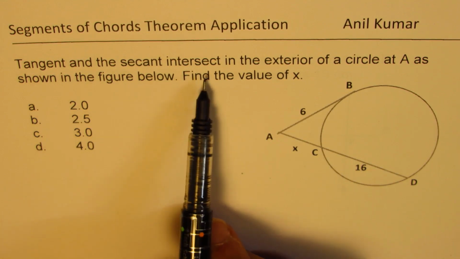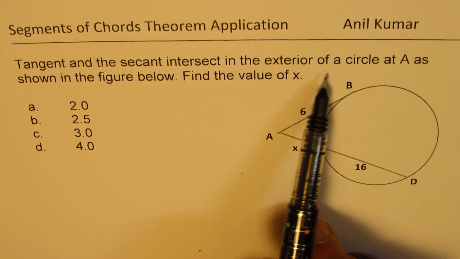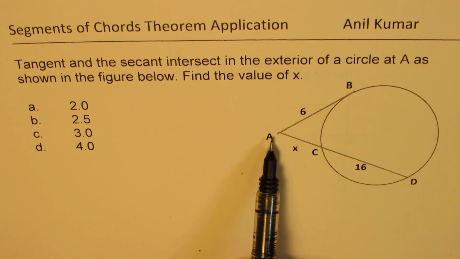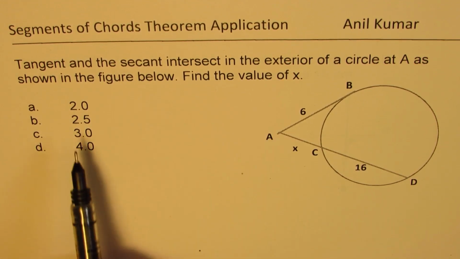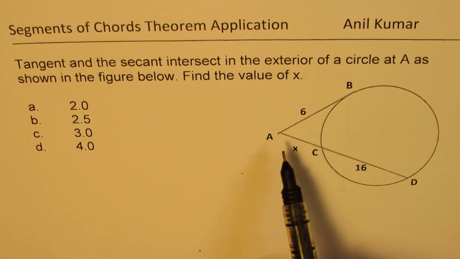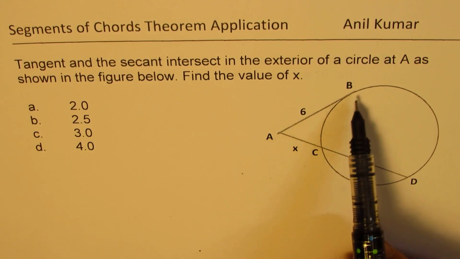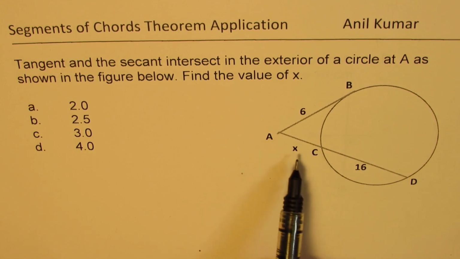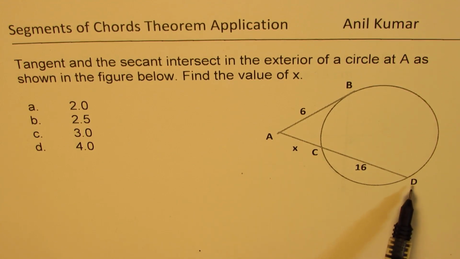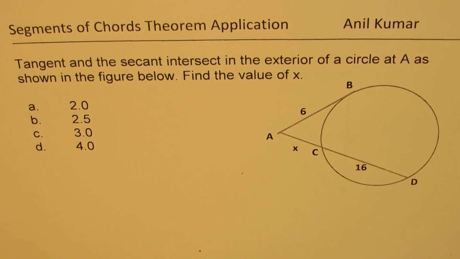Tangent and secant intersect in the exterior of a circle at A as shown in the figure below. Find the value of X. We are given 4 choices. Now here the length of the tangent is 6 units. A to C is X and C to D is 16. You can pause the video, answer the question, and then look into my suggestions.